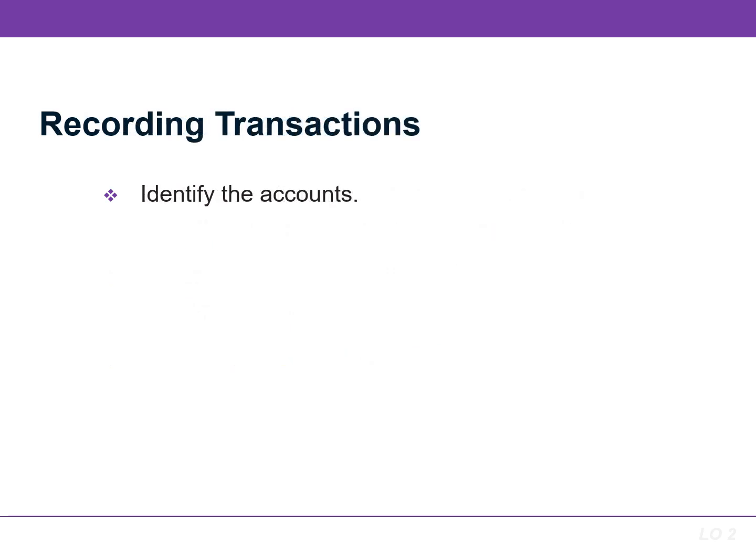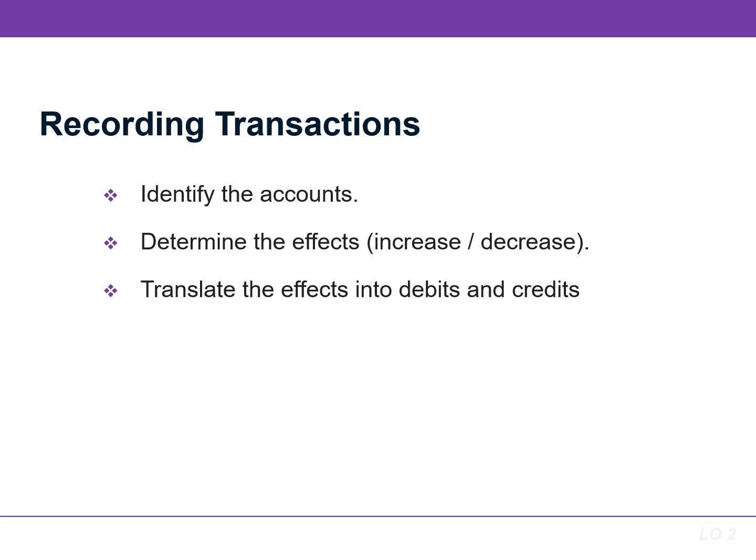When recording transactions, follow these steps. First, we identify the accounts. The second step is we determine the effects. Did the account increase or decrease? We now have one more step, which is to translate the effects into debits and credits.